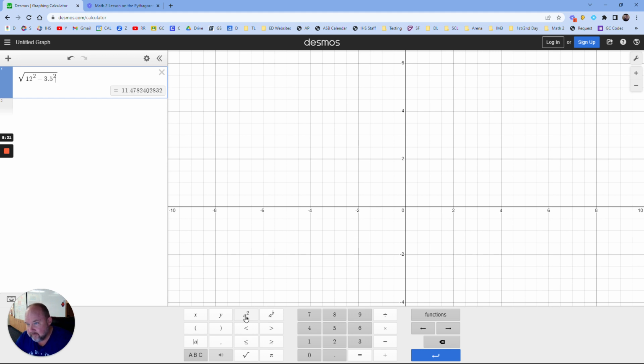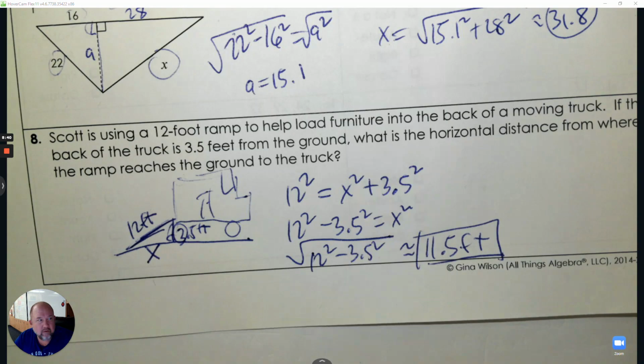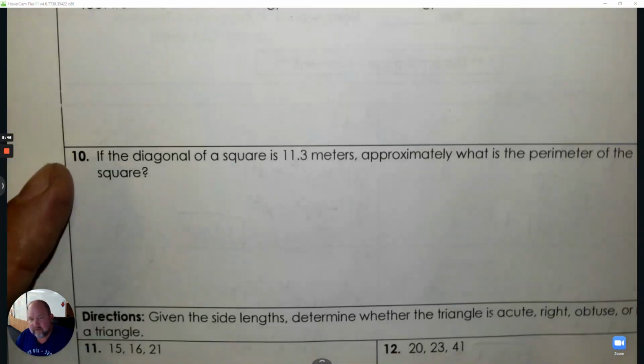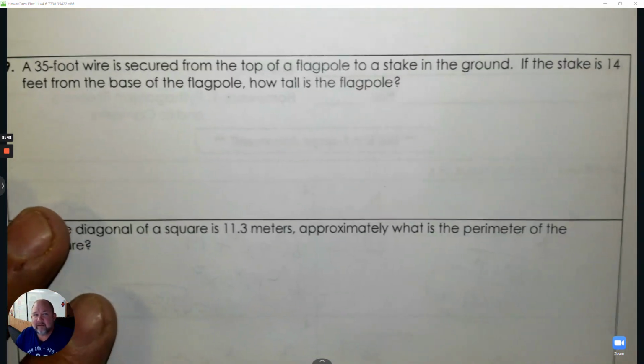And I get 11.5. And it's 11.5 feet. All right, turn your homework sheet to the other side. Now the converse, right? Oh no, there's some more questions here. I like questions. I like stories.